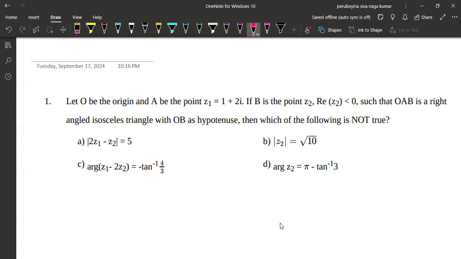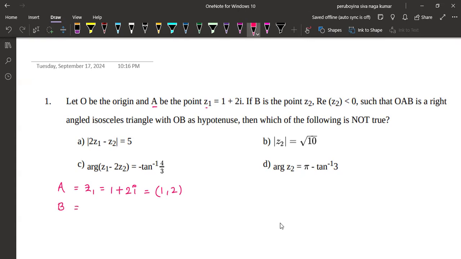So let O be the origin and A be any point. So he said A point was Z1 complex number and it is represented by 1 plus 2i. So that means in point form you can write 1 comma 2. So here real part is 1 and imaginary part is 2. So any complex number you can represent in point form like this, 1 comma 2.